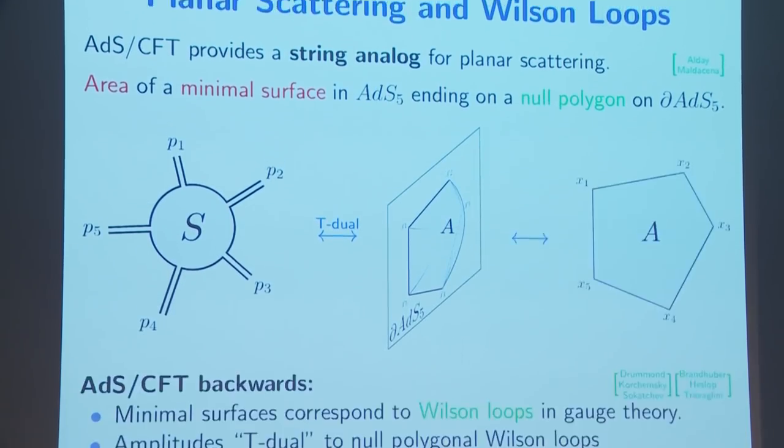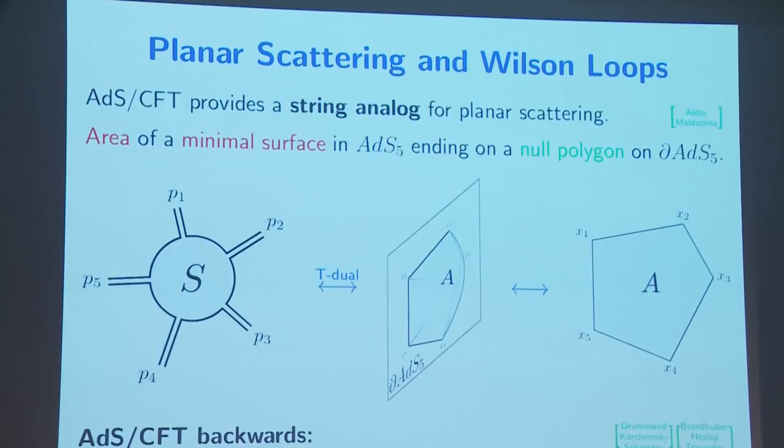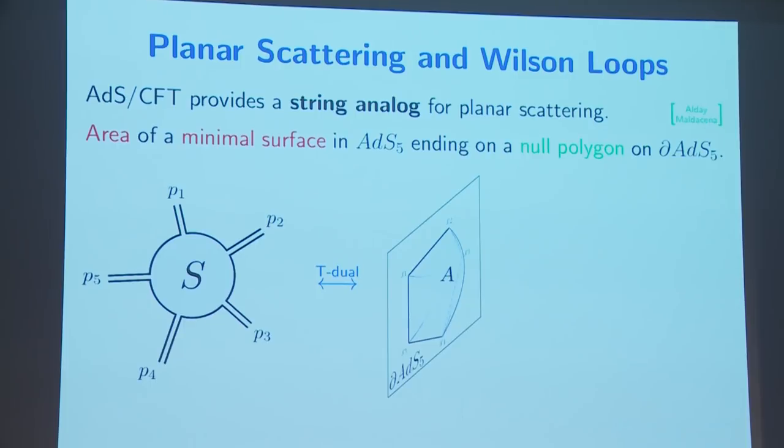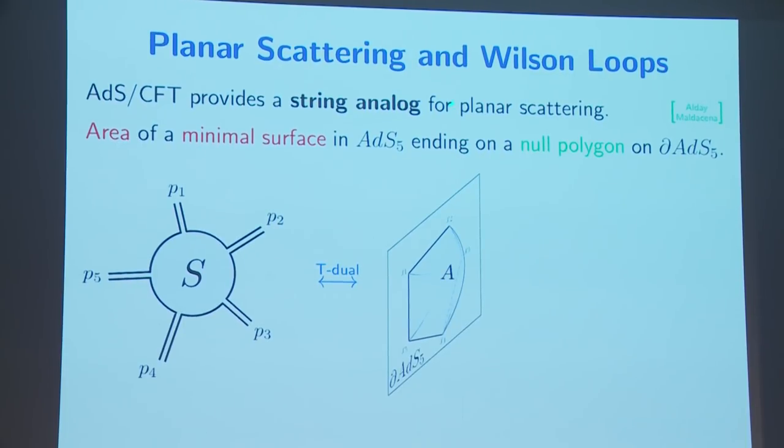Yeah, I guess I'll explain why this is so in a minute. So the AdS/CFT correspondence provides a string analog for planar scattering amplitudes. So if you have a planar scattering amplitude in the gauge theory, you can relate this to the area of a minimal surface in AdS5.